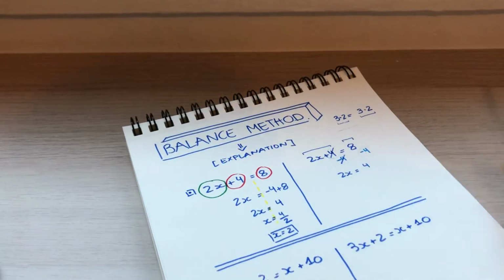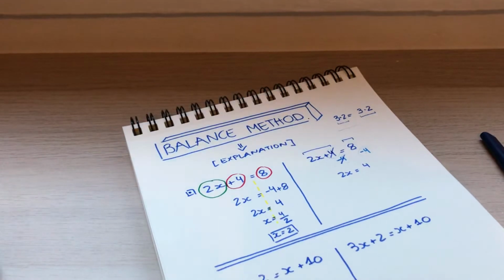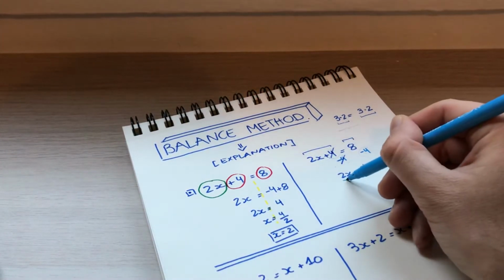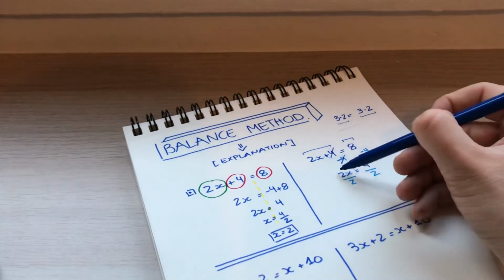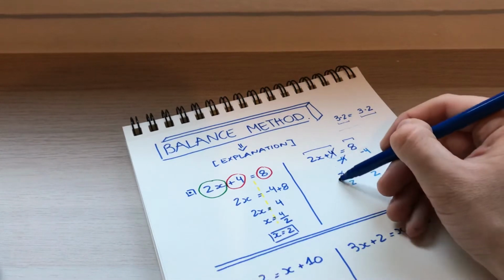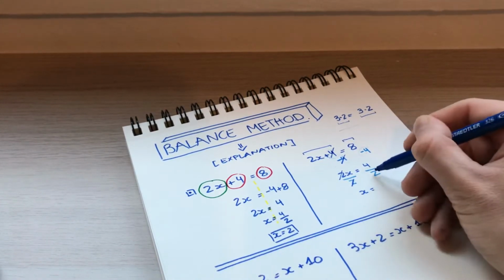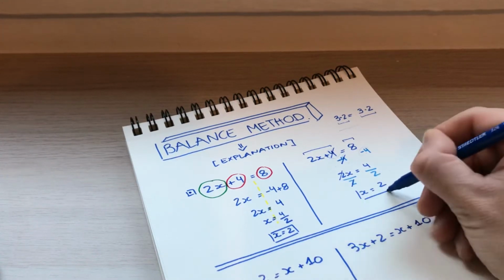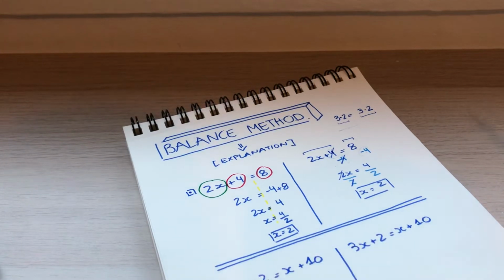Okay, so you want to isolate x. I can do any operation on both sides, but the one I'm going to do is divide by 2, because if I have 2 and I divide by 2, this is 1, so that is what I wanted. So I have x equals 4 divided by 2, which is 2. Done. Okay, so you can see the answers are the same.